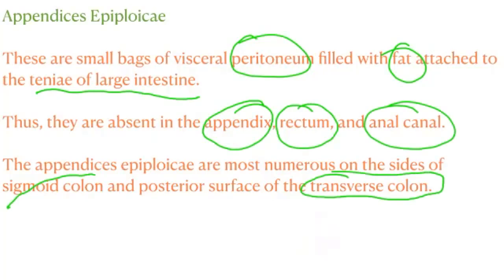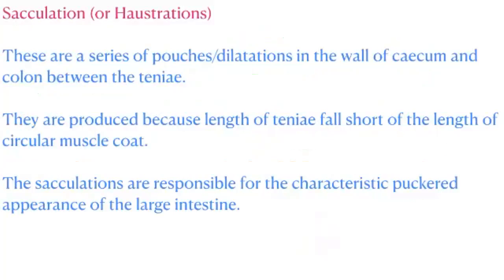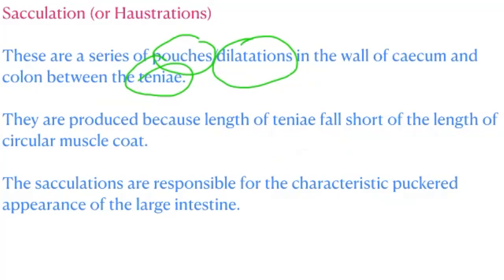Coming to the haustrations. These are a series of pouches or dilatations in the wall of the cecum and colon, between the tinea, right? They are produced because the length of the tinea falls short of the length of the circular muscle coat. The haustrations are responsible for the characteristic puckered appearance of the large intestine. So these are called haustrations, right?